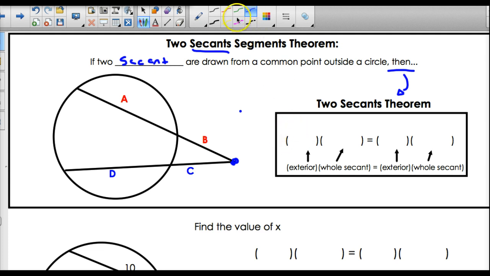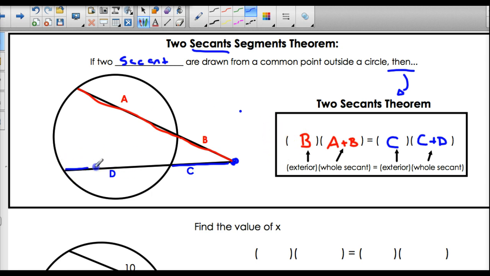The exterior part, which would be B, that's my exterior, times my whole secant, and that would be A plus B. So I'm adding A plus B to make my whole secant, will be equal to the exterior of my other secant, which would be right here, times the whole secant, which is C plus D. All right. That is the theorem.